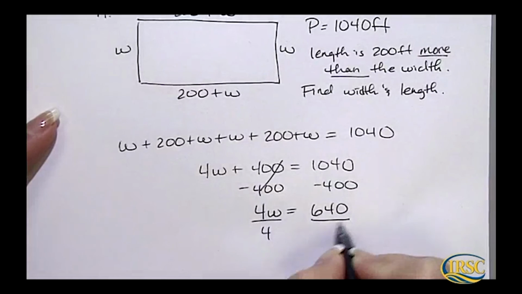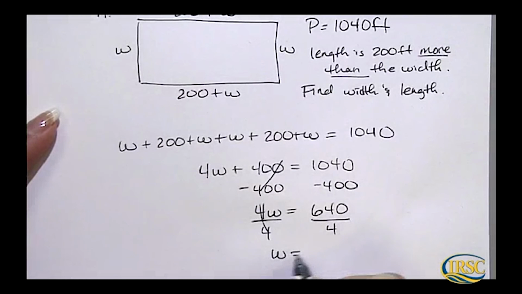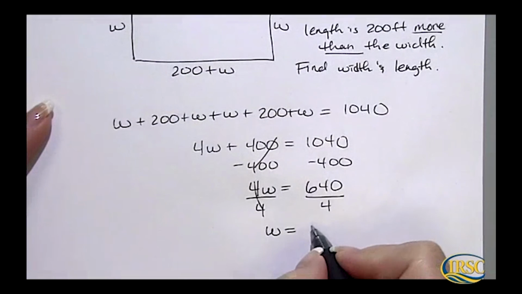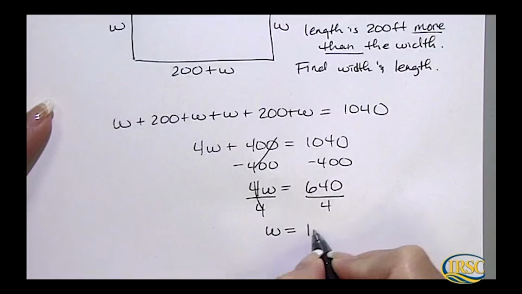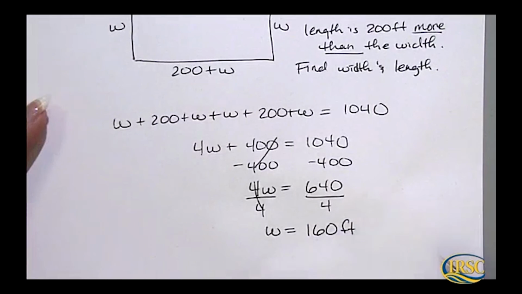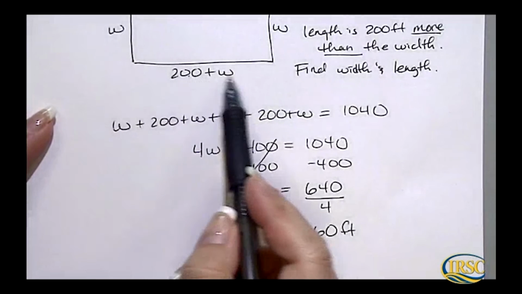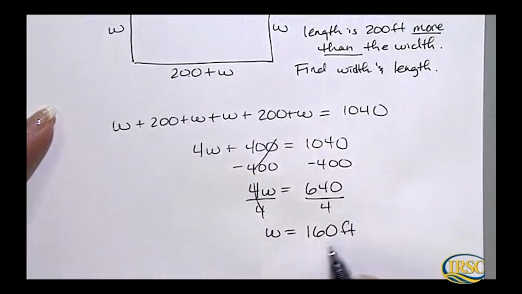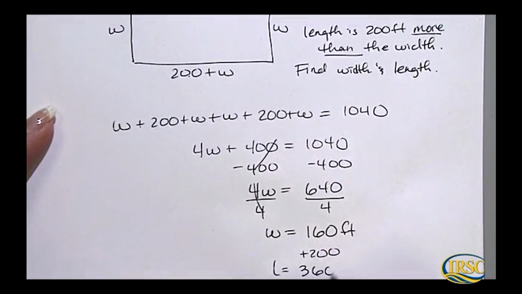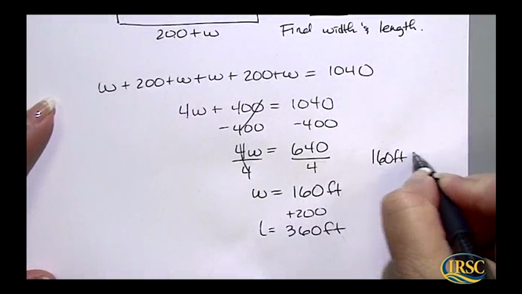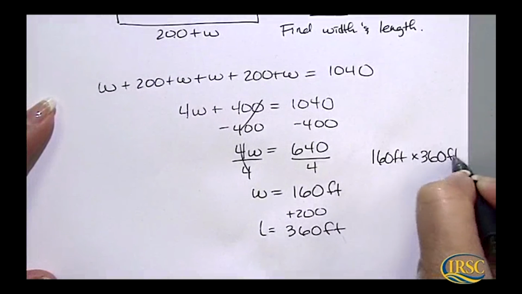Divide both sides by 4, and W equals 160. Is that correct? All right, so the width is 160 feet, and then the length is 200 feet more than the width. So add 200 to this, and we get a length of 360 feet. And so your dimensions are 160 feet by 360 feet.